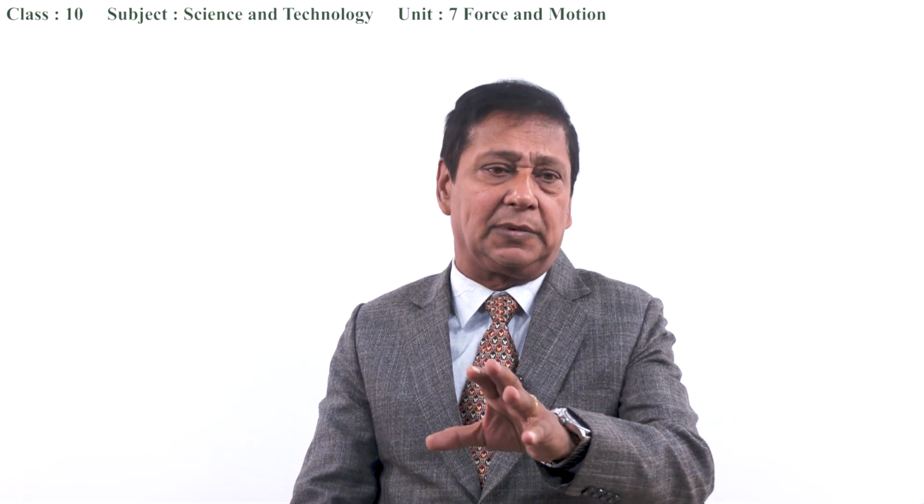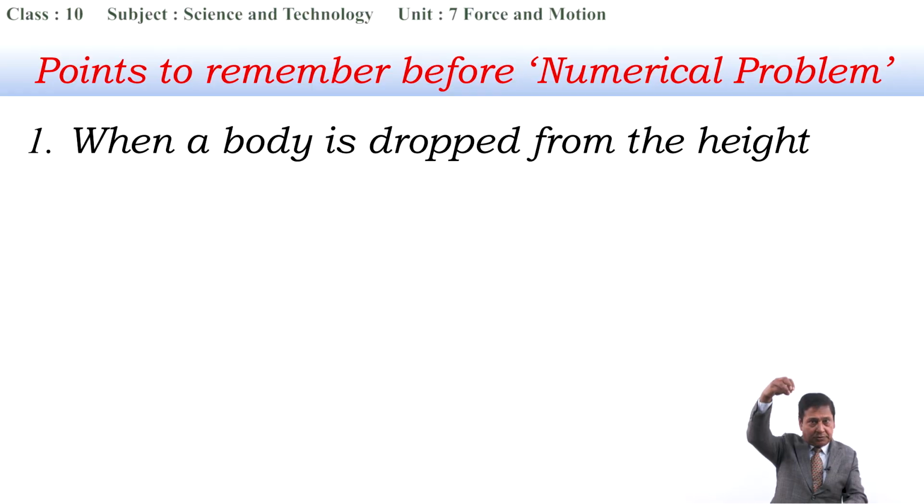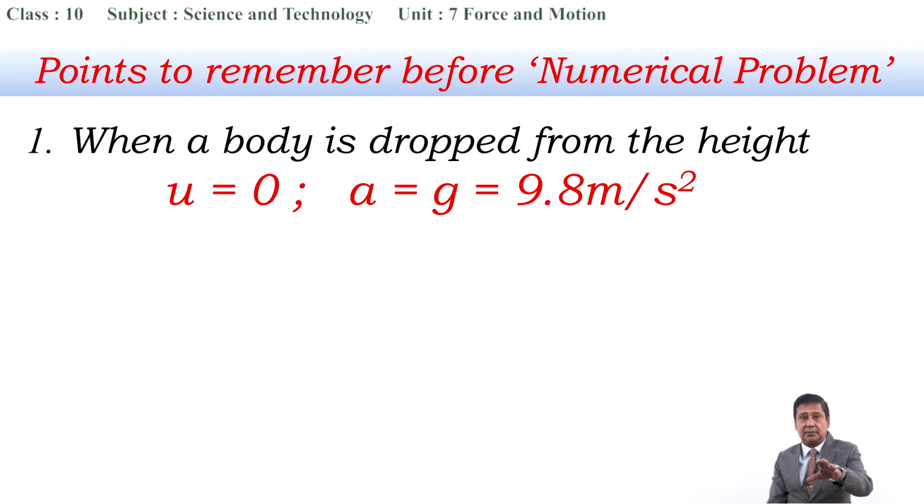But before solving the numerical problem, you have to remember that if a body is dropped from a certain height, then at first the body is at rest. That's why u is equal to 0. And when it falls down, its velocity goes on increasing and acceleration due to gravity acts. That's why a is equal to g, which is equal to 9.8 meter per second square.